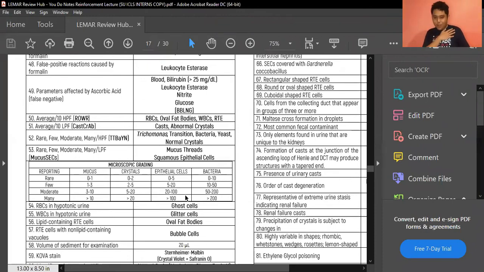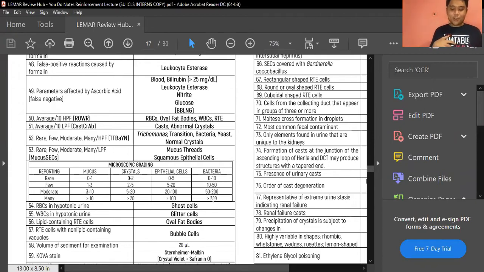Here is an example of microscopic reporting. Again, you have numbers, take note. The questions are based on, for example, 5 crystals or 5 epithelial cells seen per LPF: how is it reported? Is it rare, few, moderate, or many? Or 200 bacteria seen, or 205 bacteria. In some analytes there are overlapping ranges, so just look at the choices. We'll tackle that in the next stage. For example, 50, the answer is moderate.